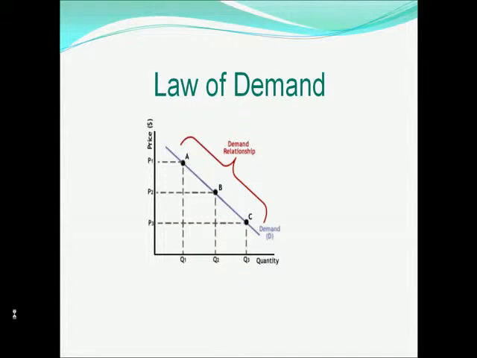The law of demand states that if all other factors remain constant, the higher the price of a good, the less people will demand that good. In other words, we can say that the higher the price, the lower the quantity demanded for that product. It's obvious. Now see, A, B, C are the points on a demand curve.